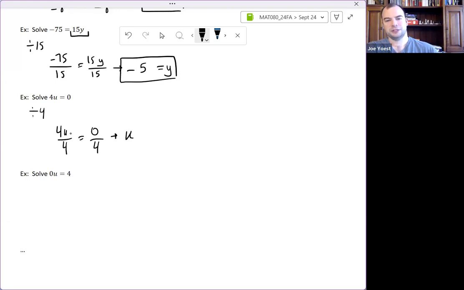4u divided by 4 is just u. And 0 divided by 4: if I have no candy bars, and I have 4 bags to distribute them to, how many candy bars go in each bag? 0.